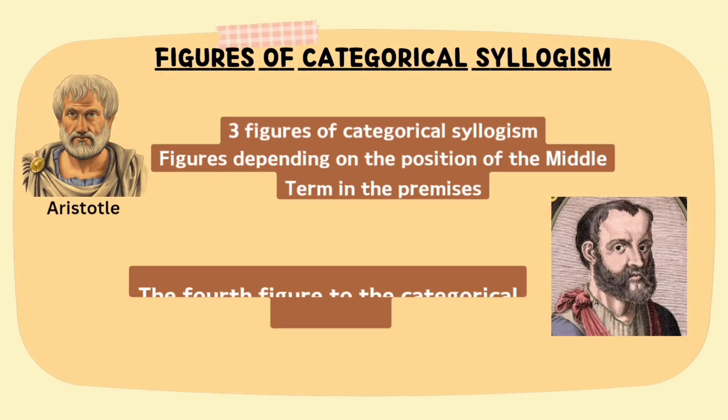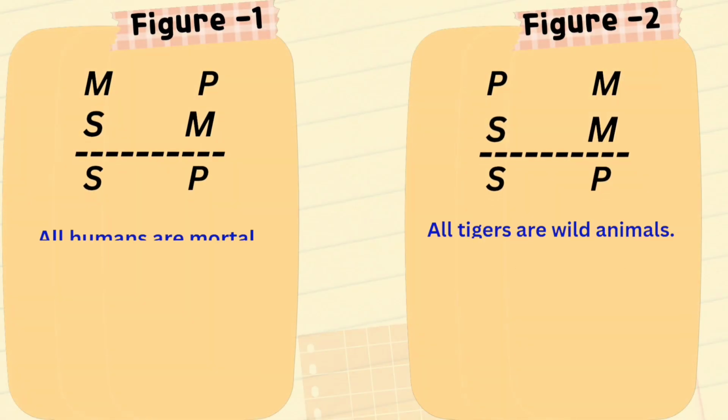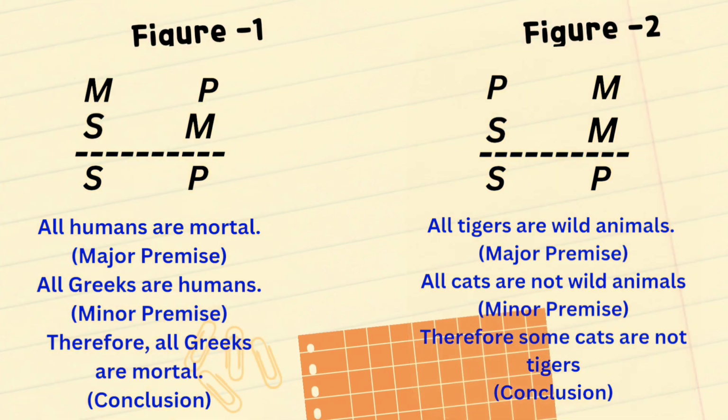Now let's see figures of categorical syllogism. Aristotle gave 3 figures of categorical syllogism depending upon the position of the middle term in the premises. Later Galen added a 4th figure to the categorical syllogism. Figure 1 states that the middle term is the subject of the major premise and the predicate of the minor premise. Figure 2 explains the middle term is the predicate of both major and minor premises.